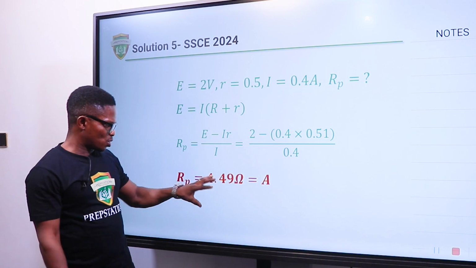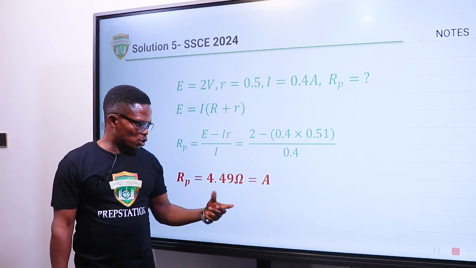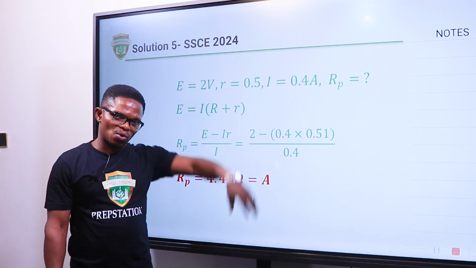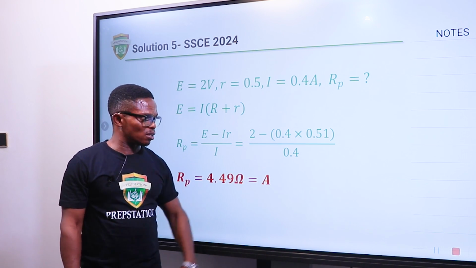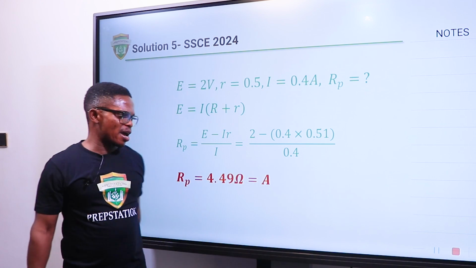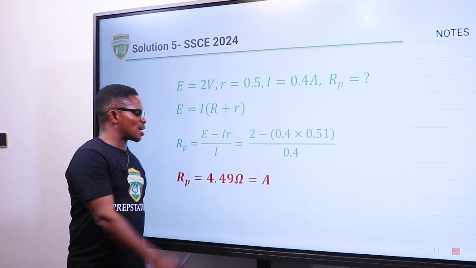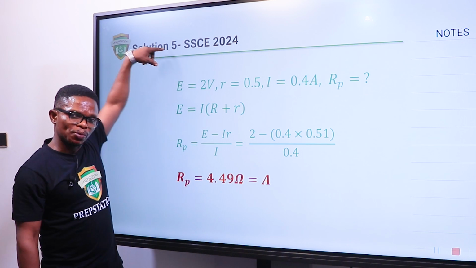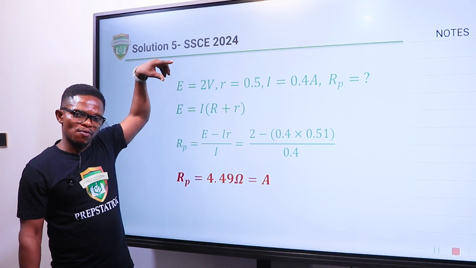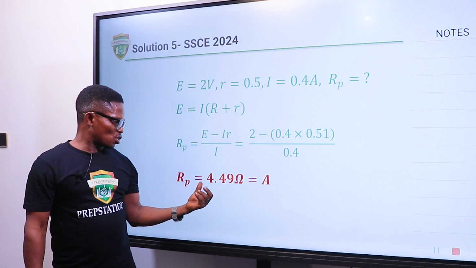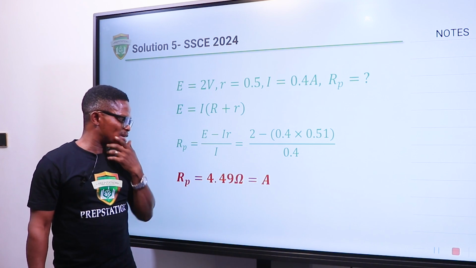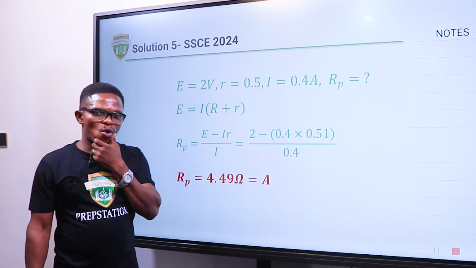I decided to put the whole raw data here so that you will understand that we calculated this. We don't just guess the answer. That's the beauty of physics. We calculate, we verify everything. So the raw answer is 4.49, but on the option, the answer was 5 ohms. So how did we get to 5 ohms? Approximate this. This is 4.49. If you approximate this, you get 5 ohms.